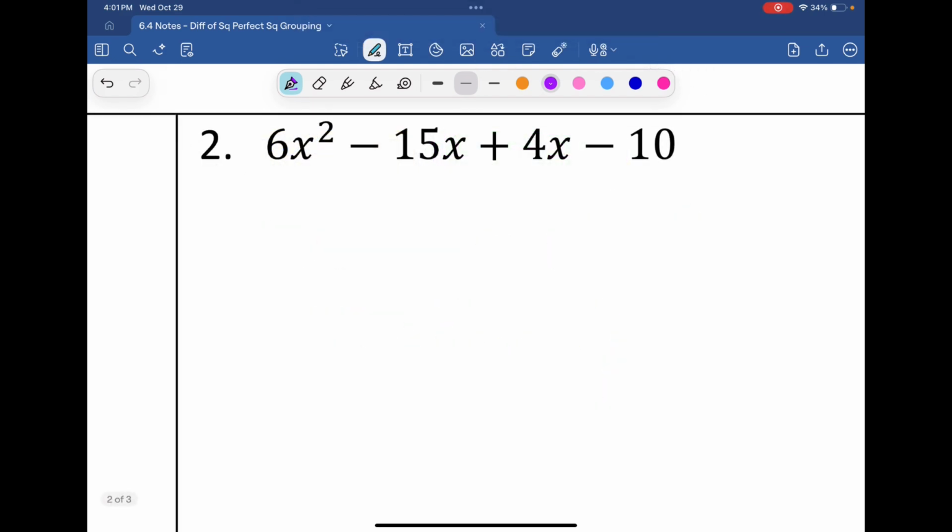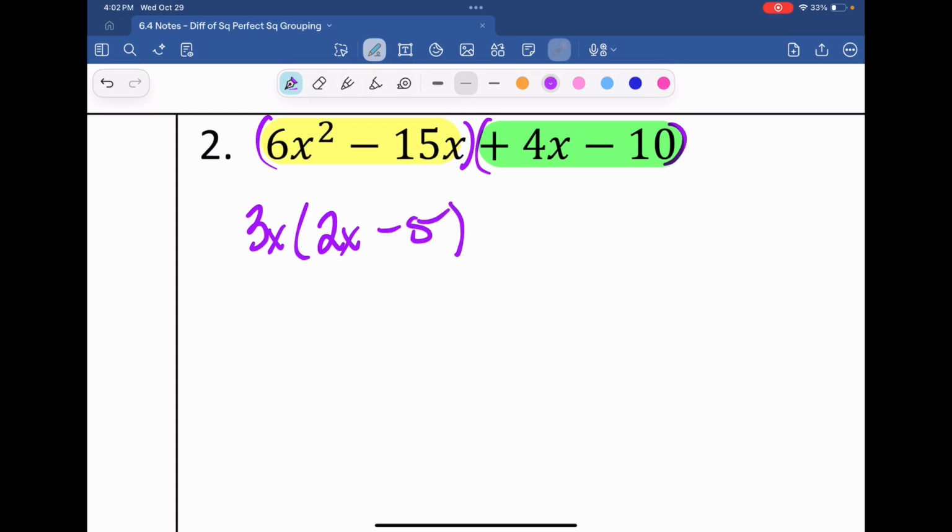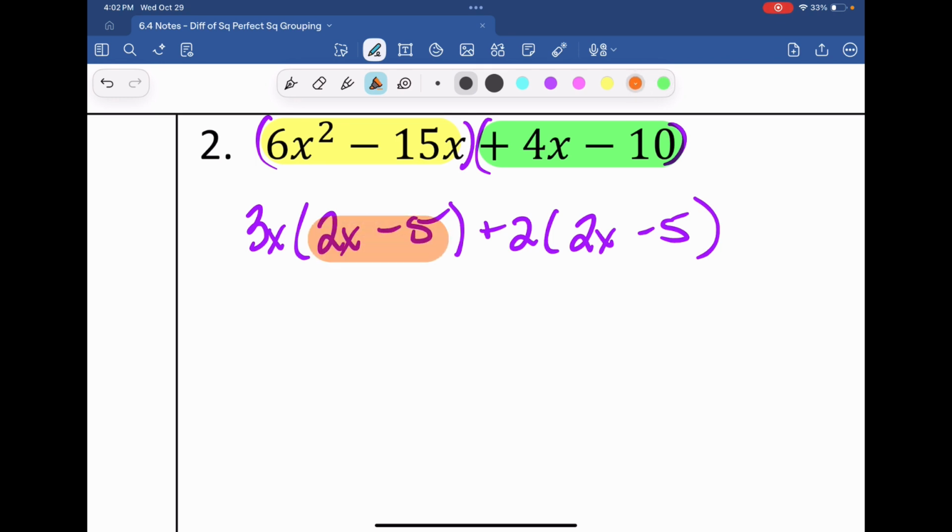First two terms have a GCF, so first two and last two. Group 1, group 2. GCF of that first group, 3x. 6x squared by 3x is 2x. Negative 15x by 3x is negative 5. GCF of the second group would be positive 2. 4x by 2 is 2x. Negative 10 by 2, negative 5. Common binomial. And whatever is left.